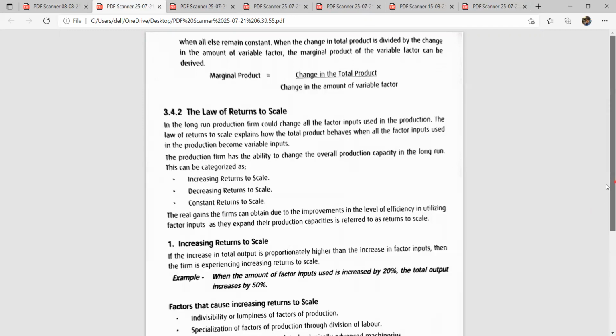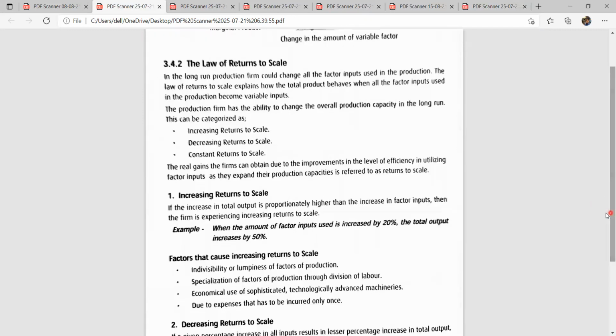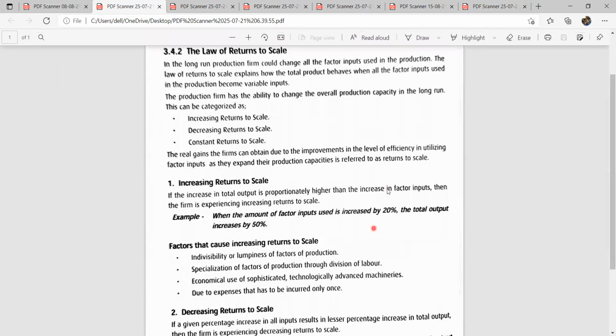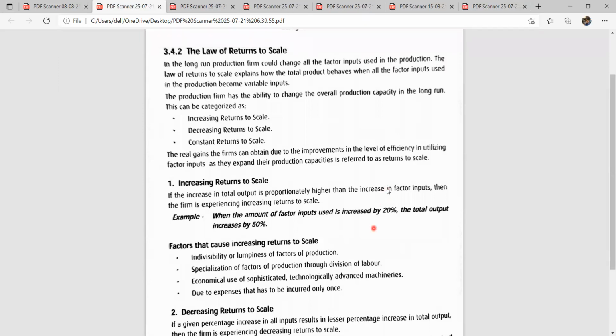So this is called the law of diminishing marginal returns. This happens in the short run. Based on such a theory, average cost and marginal cost are also U-shaped.